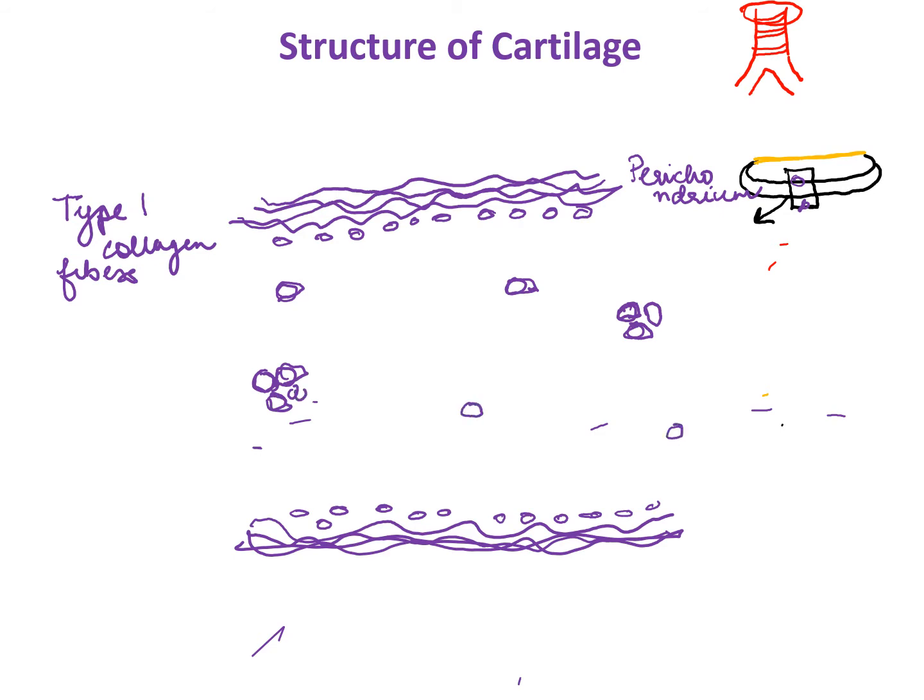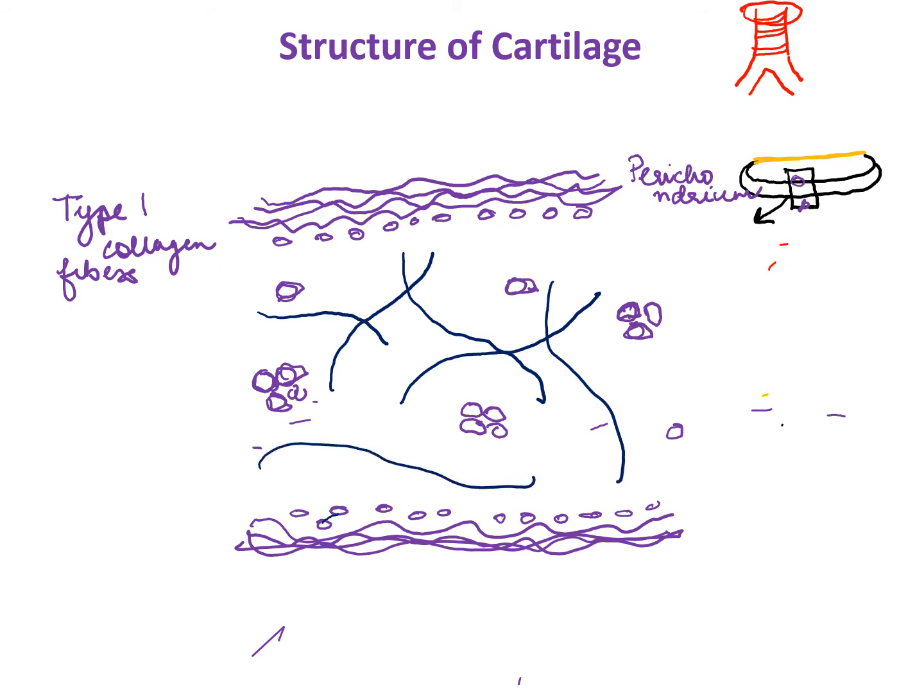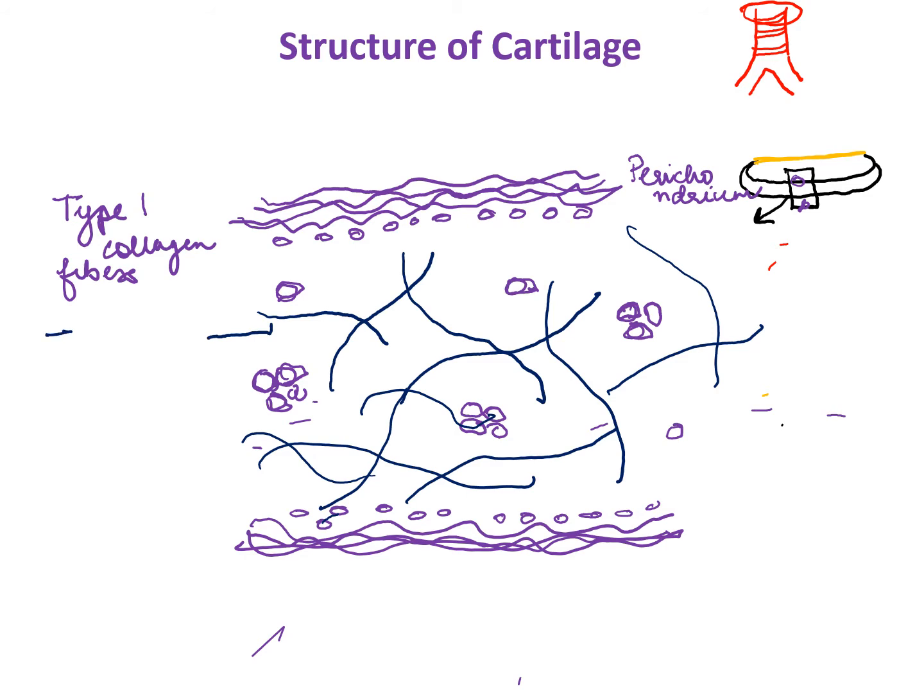So there are these groups of cells or singly placed cells which are going to be present. Now in between the cells should be fibers as well as the matrix. So what fibers are present? Number one, we will have type 2 collagen fibrils forming a 3D lattice network. Even though they appear as if they are randomly placed, there is an orientation to it. These are type 2 collagen fibrils.